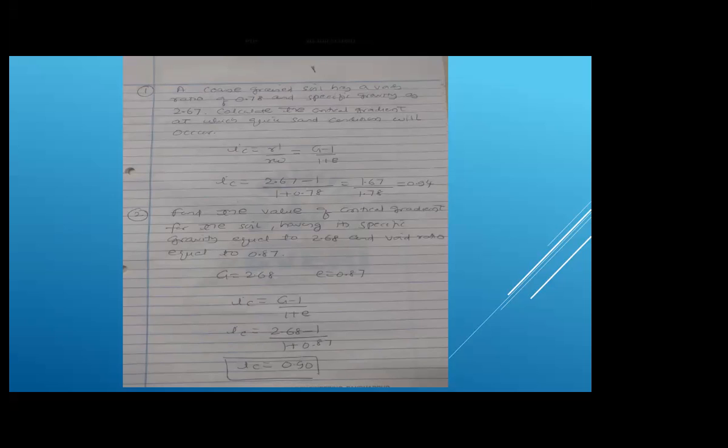Find the value of critical gradient for the soil having specific gravity equal to 2.68 and void ratio equal to 0.87. Okay, Nikita. 0.9. Yes. IC is equal to G minus 1 divided by 1 plus E, 2.68 minus 1 divided by 1 plus 0.87.